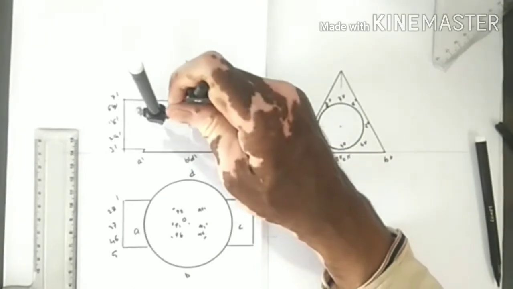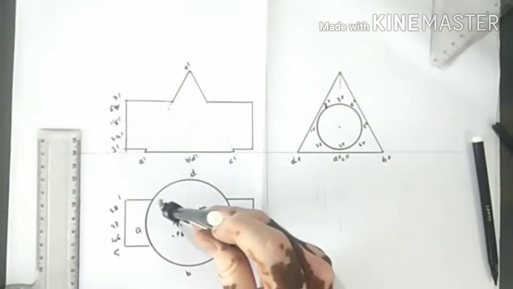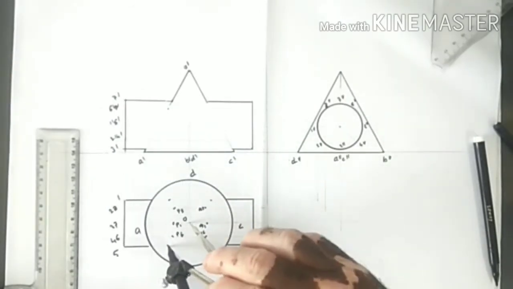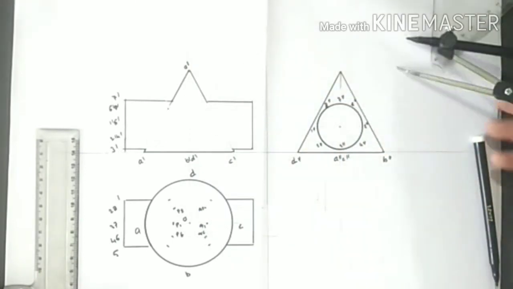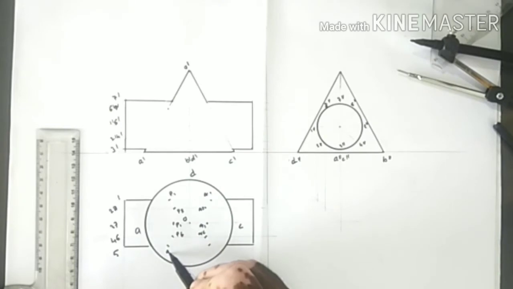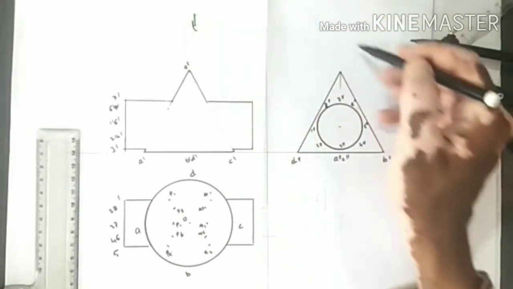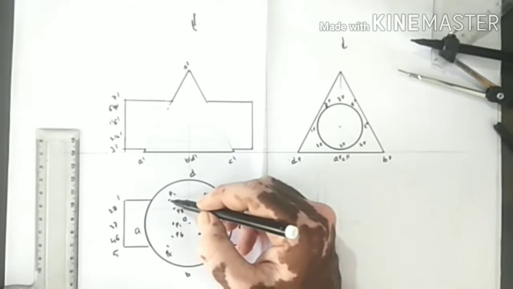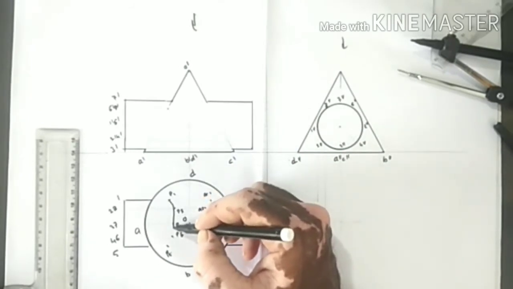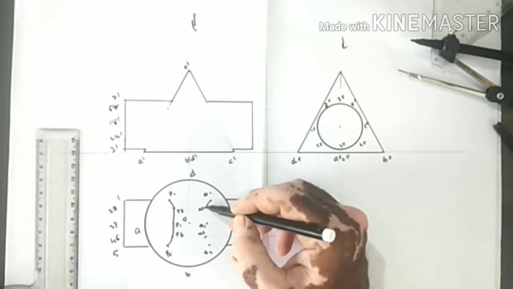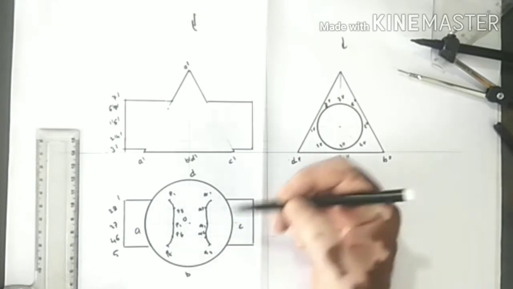Then 1 5, O1 5. So this O1, this 1, this 5 and this 5. So this P1, Q1, P5 and this Q5. You are seeing from the top. So this face of the cylinder is visible. So this curve will be made with the help of a French curve with a visible line. So join these points with the help of a French curve with a visible line.